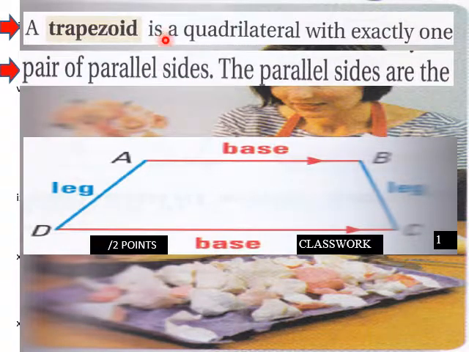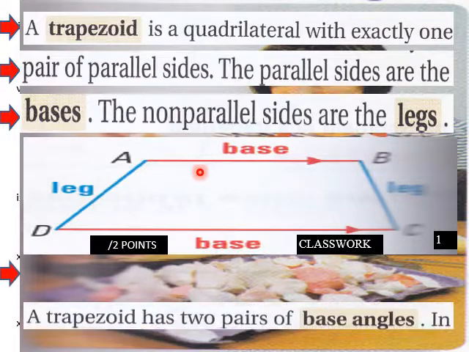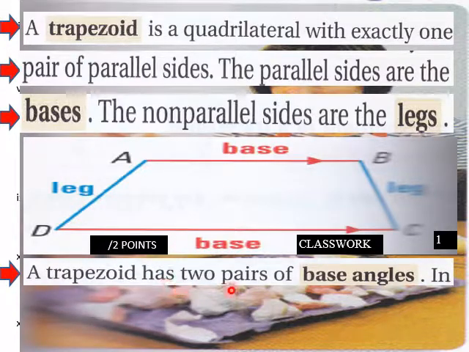Okay, a trapezoid is a quadrilateral with exactly one pair of parallel sides, base, base. The parallel sides are, guess what? The bases. The non-parallel sides are the legs. Here's a leg here, leg there. A trapezoid has two pairs of base angles.